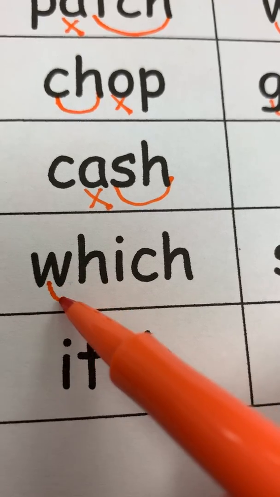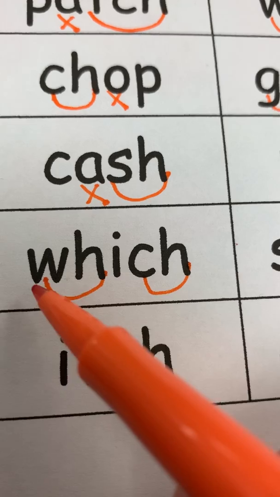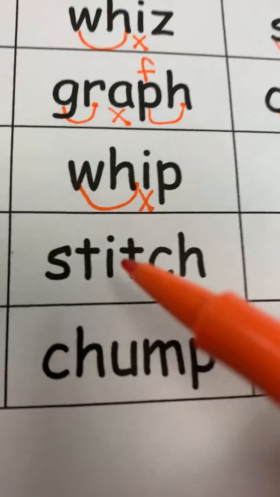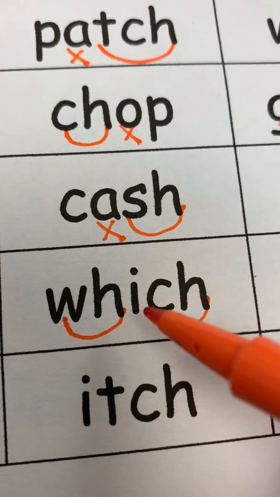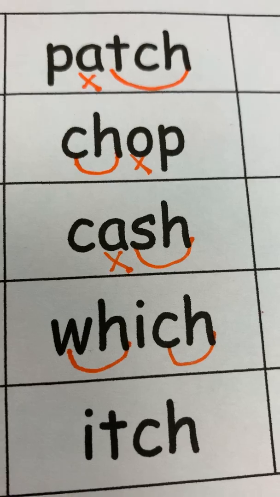Next word has two digraphs. One at the beginning, WH, and CH at the end. Which, which. And this is the kind of which that you use to ask a question. Which one do you want? Which one is your favorite?